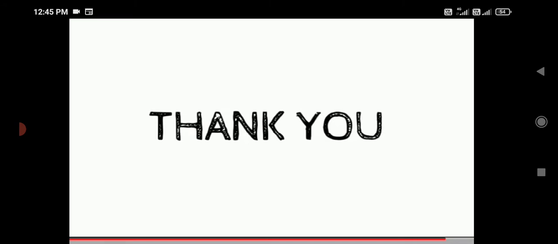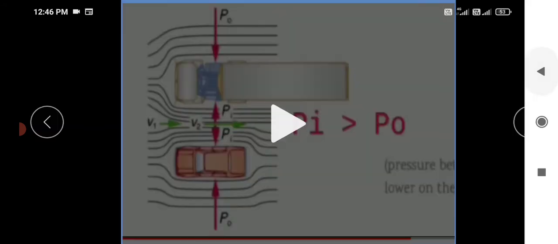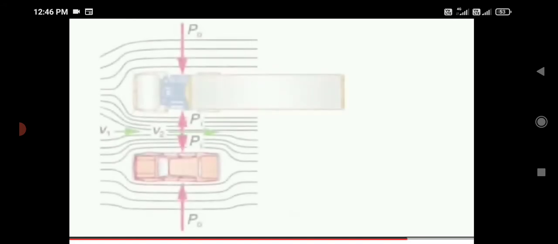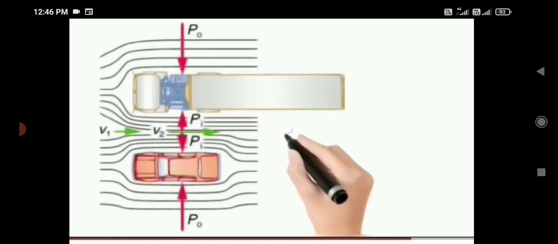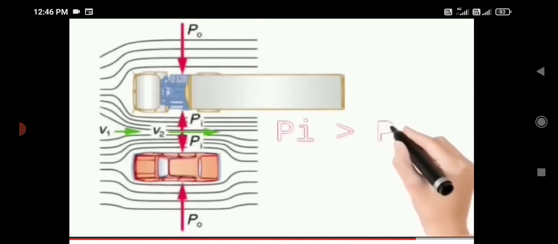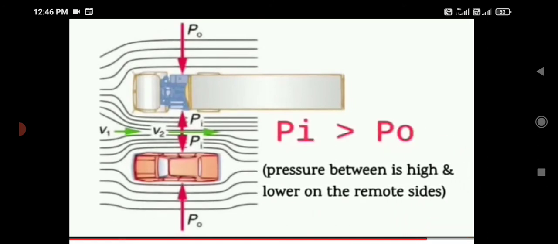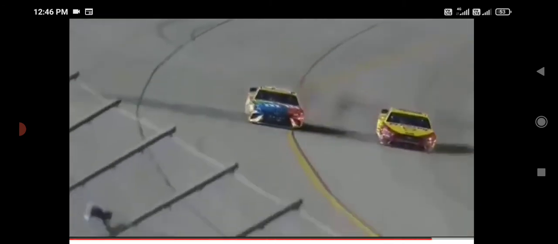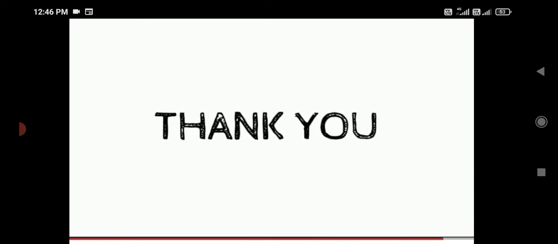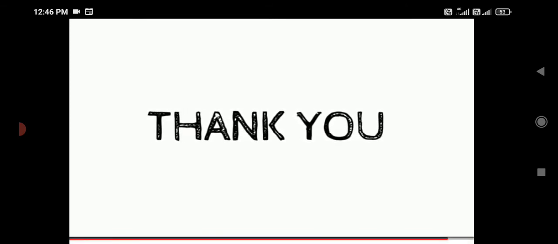What is the reason? In between the two cars, the air has more speed and less pressure, but outside the cars, the pressure is more and the speed is less. So the outside air pushes the cars together, and then they are attracted like that. It is called rowing of cars, rowing of boats. It is also an application of Bernoulli's theorem.